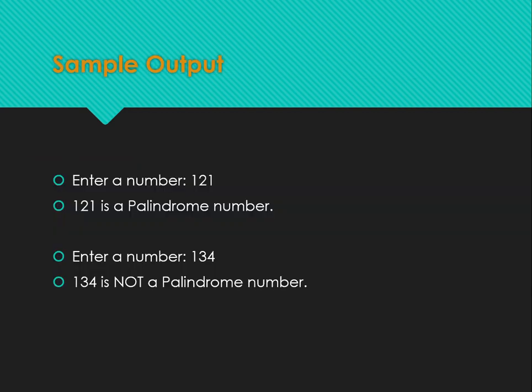Here is how the program works. When we enter 121, the reversed number is also 121, so the output confirms it's a palindrome. But when we enter 134, the reversed number is 431, which doesn't match the original, so it is not a palindrome. This proves that the function and logic are working as intended.